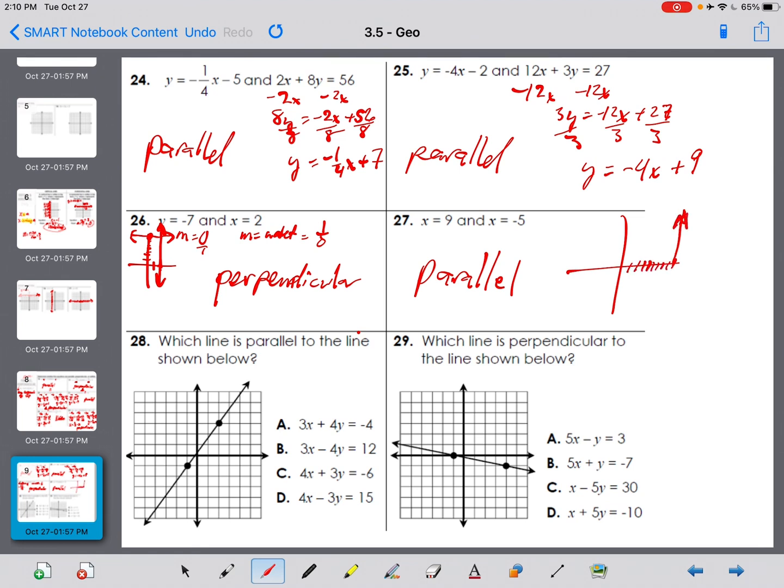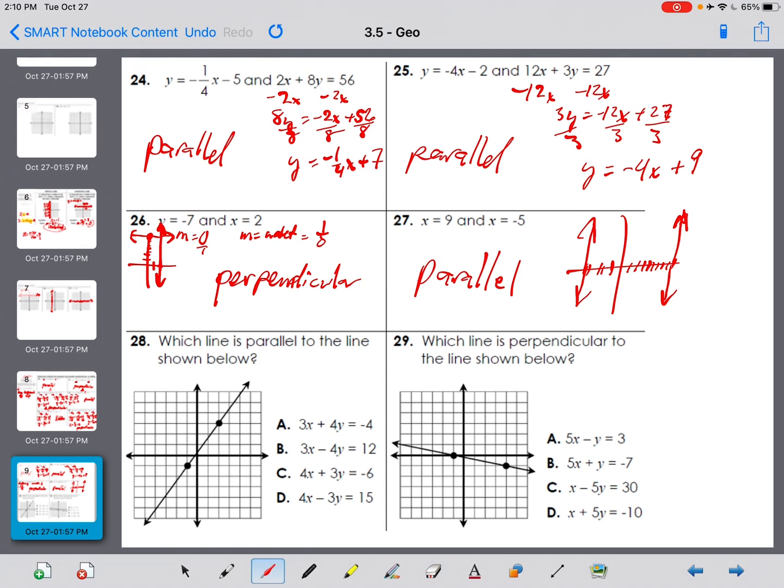And I could graph it and show you. 1, 2, 3, 4, 5, 6, 7, 8, 9. Go straight up and down. 1, 2, 3, 4, 5 back. Go straight up and down. They both have a slope of undefined, so the same slopes are parallel.